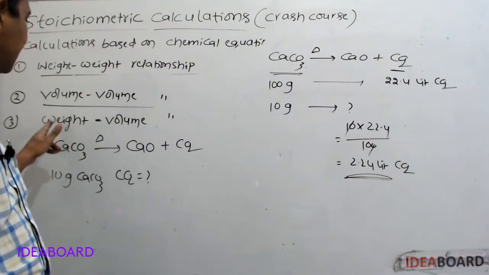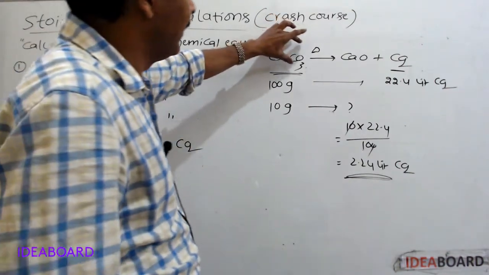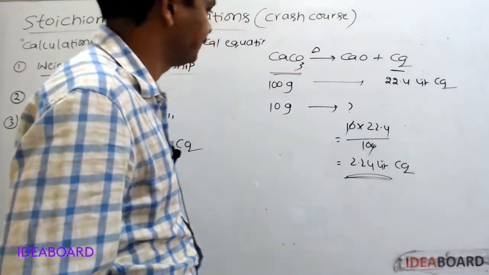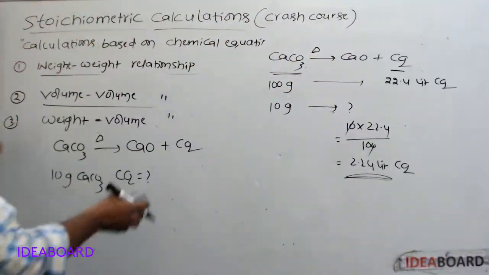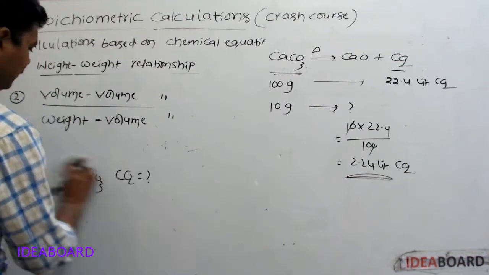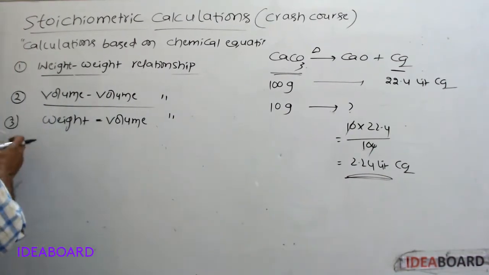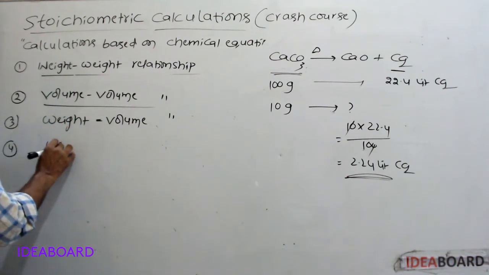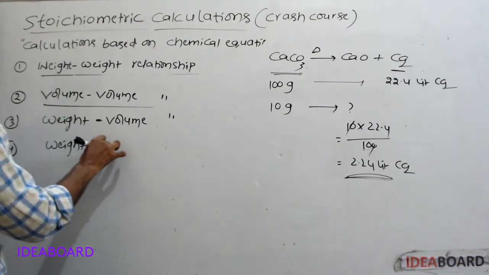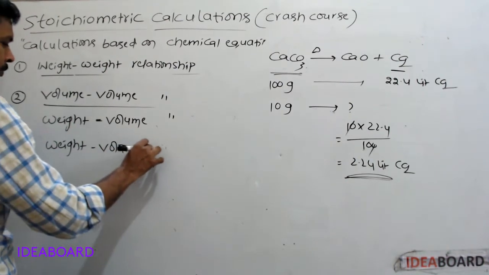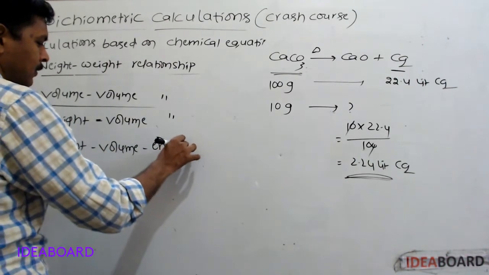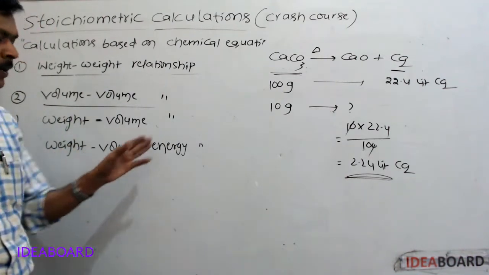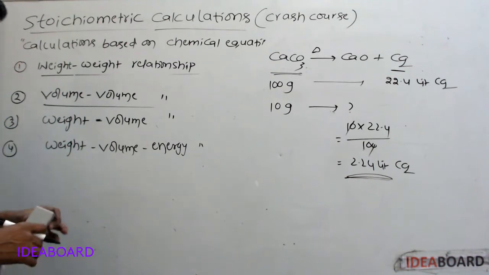Stoichiometric calculations based on weight volume relationship. Weight of calcium carbonate is given. We should calculate volume of carbon dioxide. Next one. Calculations based on weight, volume, energy relationship.